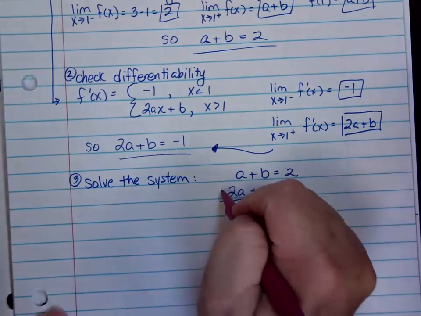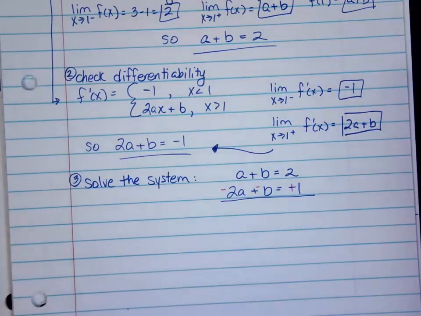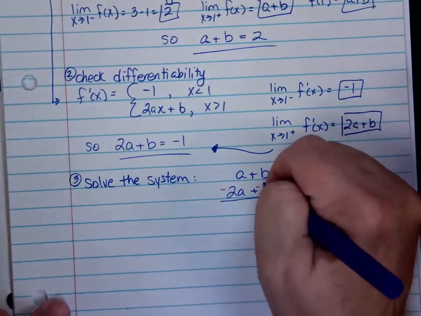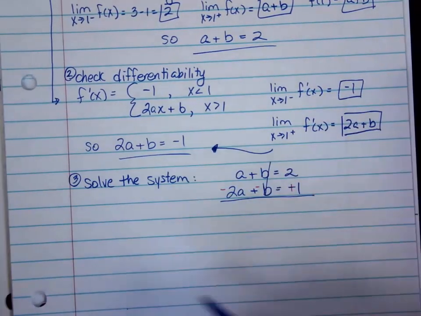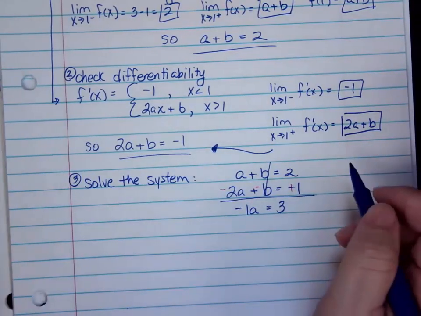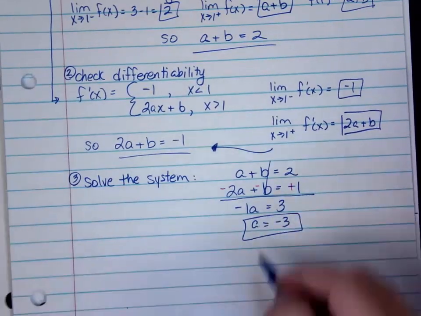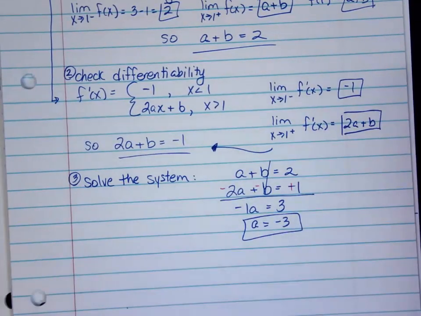So we multiply everything here by a negative, so the a and b turn negative, and the 1 turns positive. And now we add the two lines together, and we get -1a equals 3. So a equals -3. See how quick that was?